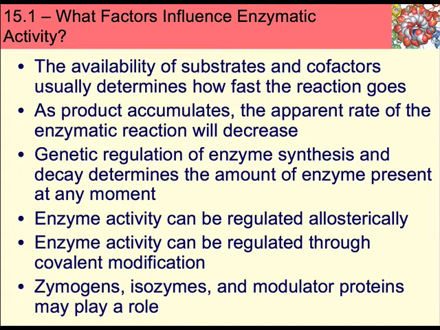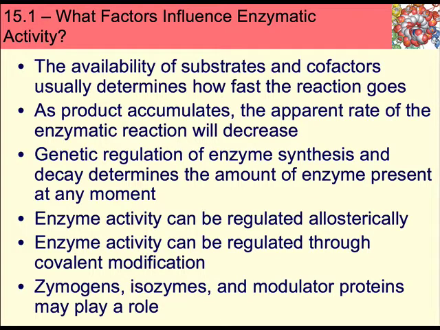Here we go. What factors influence enzyme activity? Well, the availability of substrates and cofactors usually determines how fast a reaction goes. And as you can imagine, as product accumulates, the apparent rate of the enzyme reaction will decrease. And that's because the product of the reaction is starting to compete with the substrate for the active site. And as there's more and more product, it's going to bind to the active site and reduce the activity of the enzyme for the substrate itself.